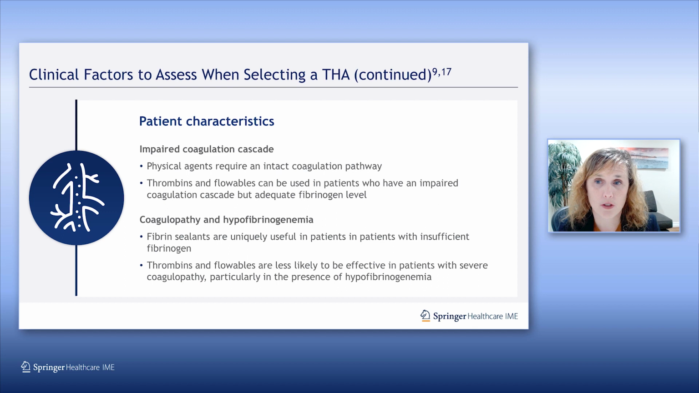Patient characteristics should also be considered when selecting a THA. For example, if a physical agent is to be used, then the patient's coagulation pathway must be intact. Conversely, if the patient has an impaired coagulation cascade, but adequate fibrinogen level, then thrombins or flowables would be more appropriate. Finally, for patients who have coagulopathy and hypofibrinogenemia, fibrin sealants are uniquely useful. And thrombins and flowables are less likely to be effective if the patient has hypofibrinogenemia.